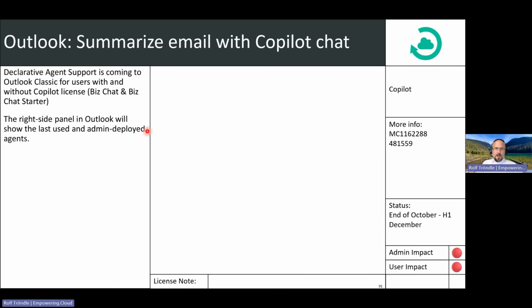Outlook can now summarize email using Copilot Chat for BizChat and BizChat Starter. This means even without the Copilot license, you can ask the Copilot Chat from within Outlook Classic to please summarize this one particular email. And the right side panel in Outlook will show you the last used and admin deployed agents. If you have access to agents without a license, this depends on your pay-as-you-go configuration.